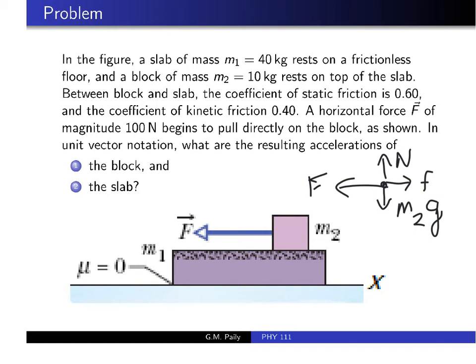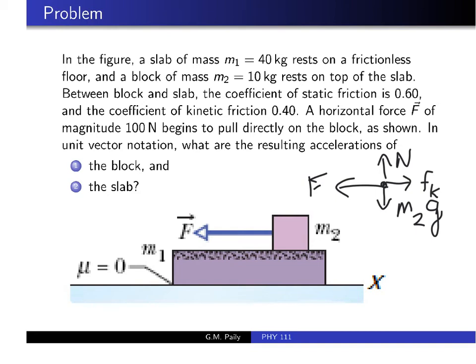However, the horizontal force F that is applied is 100 newtons, and so it exceeds 60 newtons, and static friction will not be able to reach 100 newtons. So we overcome static friction and move on to kinetic friction. So this block, M2, starts to slide on top of M1. Now that we know that it is kinetic friction, we go ahead and put a little subscript K on the frictional force.